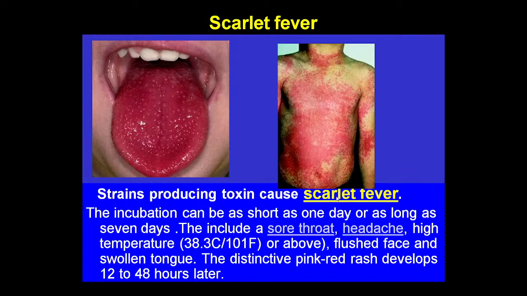This is because of the activity of the pyrogenic toxin and the dissemination of this toxin in the blood. The incubation period for this disease is very short, and the temperature can be very high, and the typical symptoms are strawberry tongue. You can see the tongue looks like a strawberry, right? And a distinct pink-red rash will develop within 24 hours in the body.